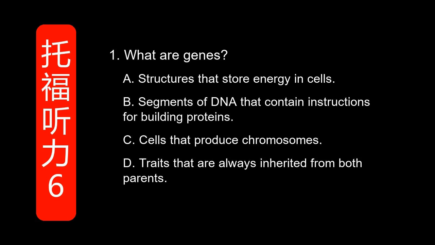Each gene has different forms, called alleles, which determine specific traits. For example, the gene for eye color may have alleles for blue, brown, or green eyes. Genetic inheritance follows patterns, first described by Gregor Mendel in the 19th century. Mendel's laws include the law of segregation, which states that each parent contributes one allele for a trait, and the law of independent assortment, which explains how different traits are inherited independently of one another.